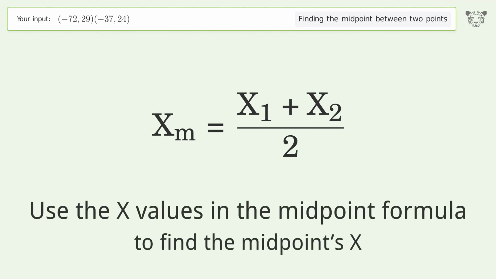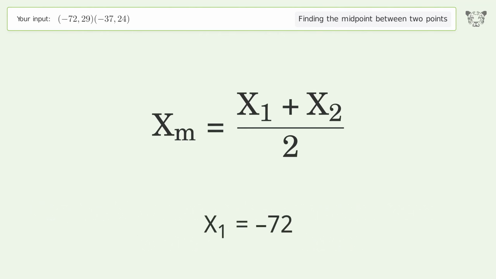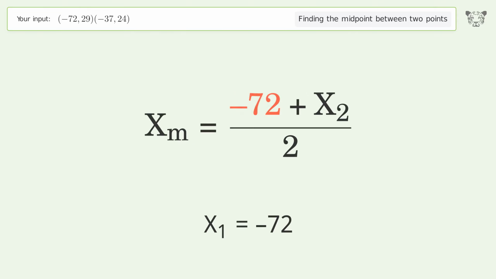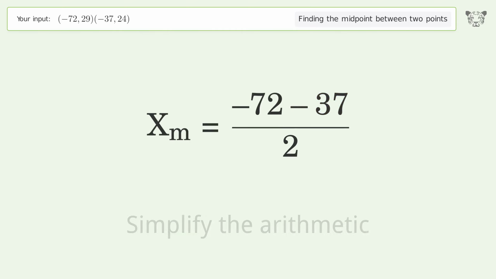Use the x values in the midpoint formula to find the midpoint's x. x1 equals negative 72. x2 equals negative 37. Simplify the arithmetic.